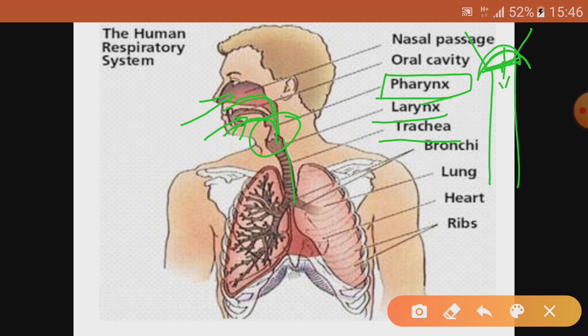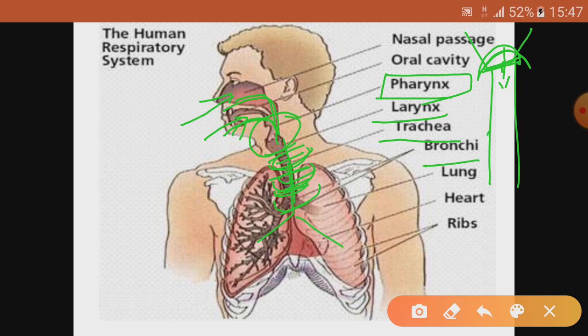From this trachea, you can see there are some cartilaginous C-shaped structures like this, half-ringed C-shaped structures, protecting the trachea, so that when there is no air in the windpipe, the windpipe does not collapse. So these cartilaginous rings give strength to the windpipe. Then this windpipe gets divided into bronchi.